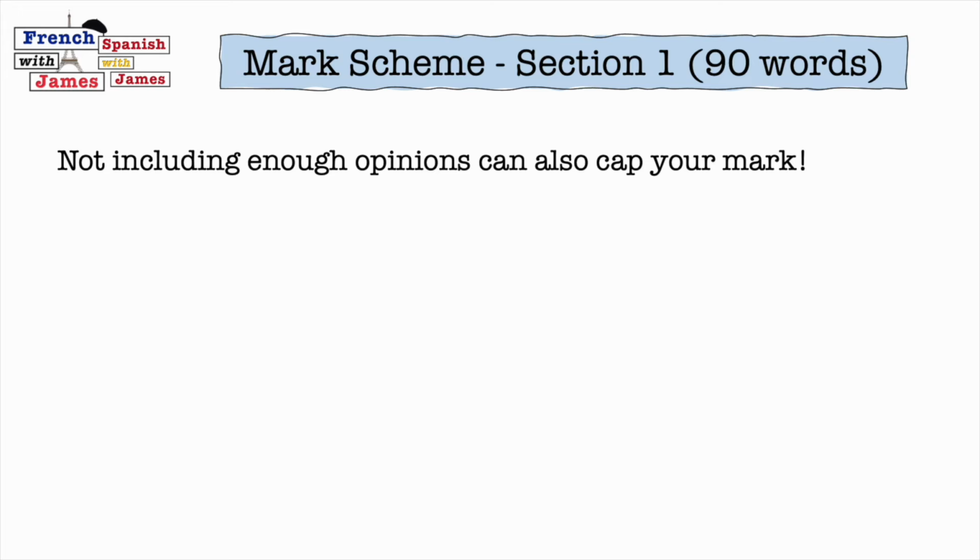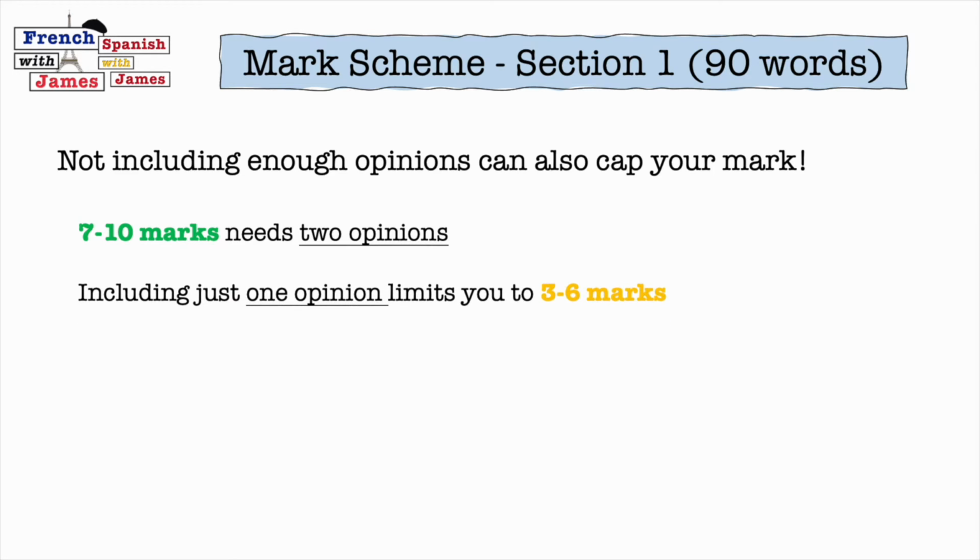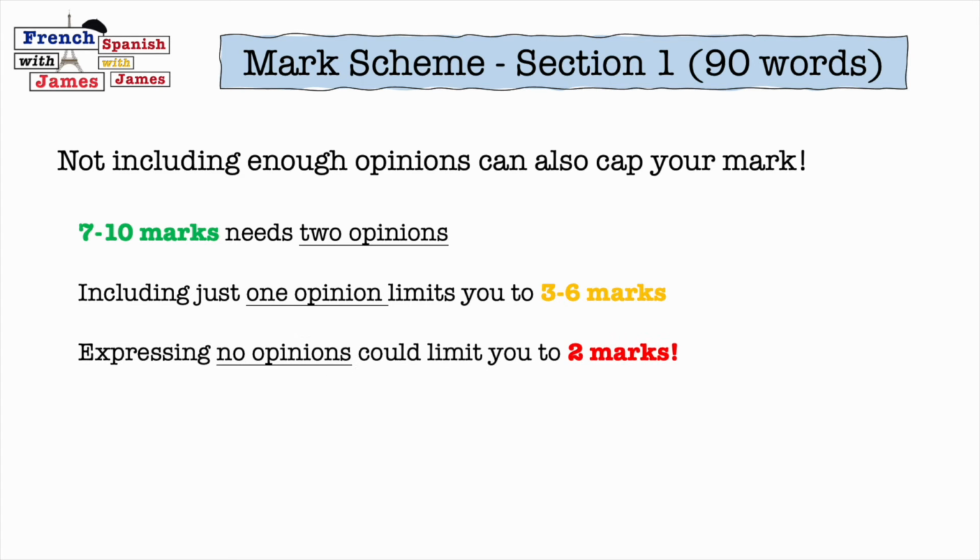Not including enough opinions can also cap your mark. To get into that 7 to 10 out of 10 band, you need to include at least 2 opinions. Just including 1 opinion limits you to a maximum of 6 out of 10. So you could write a fantastic piece, you could mention all 4 bullet points, but if you only put 1 opinion phrase in there, you're only going to get a maximum of 6 out of 10 for content. And including no opinions whatsoever could limit you to 2 marks. And it is easy in the exam to just forget about this requirement and to write a fantastic piece of writing about the 4 bullet points, but not put any opinions in there. So that's what this video is there to help you with, to make sure by the end you've got the tools you need to get the best possible mark that you can.